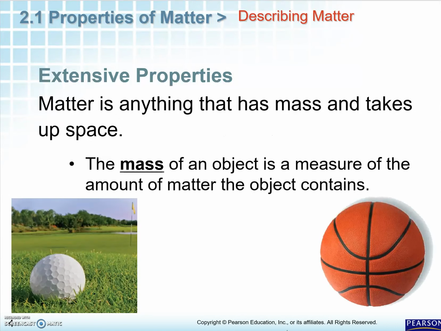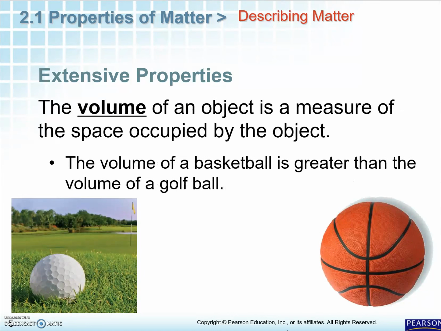So for example, if you were to worry about the mass of an object, you would take an extensive property measurement. So the mass is the amount of matter within that object. So a basketball here on the right is going to have a larger mass than that of the golf ball on the left. Volume is another example of an extensive property.